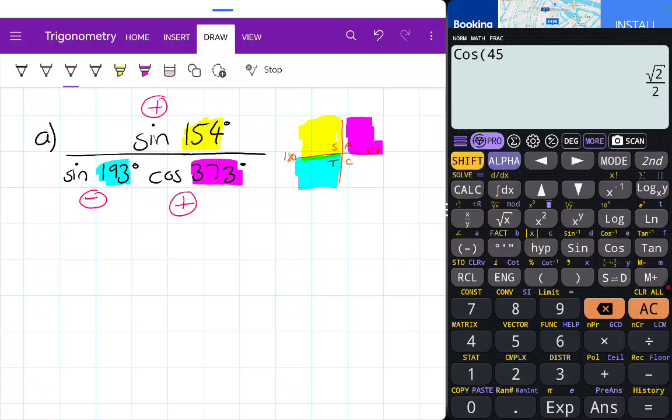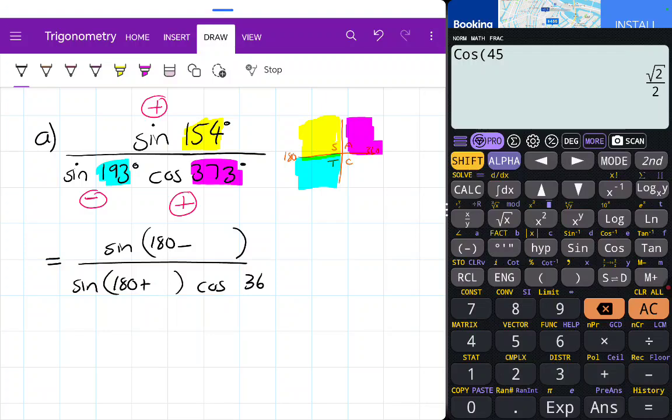Okay, now we're going to reduce. We are going to have 2 of them attached to 180 and 1 attached to 360. So this becomes sine(180 minus __) sine(180 plus __) cosine(360 plus __). Let's figure out what to put in the brackets.